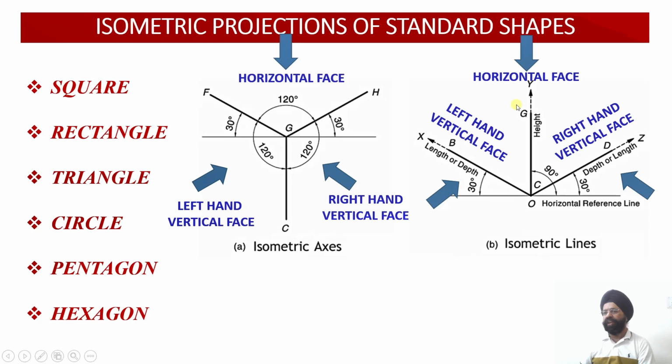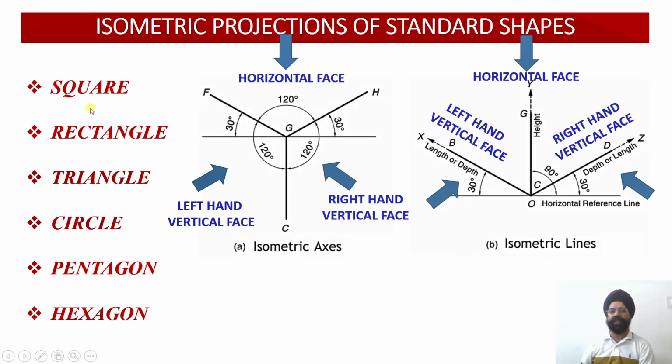So in the horizontal face, the height of the solid will be moving upwards, whereas the basic shape will be drawn onto the ground. In the case of the left hand face, the basic shape will be drawn on the left hand side plane and the depth will be shown on this side. Similarly, for the right hand vertical face, the shape of the basic plane figure will be drawn on the right hand face of the 3D projection, while the depth of the solid will be drawn on this particular side. So let us start with the first shape.